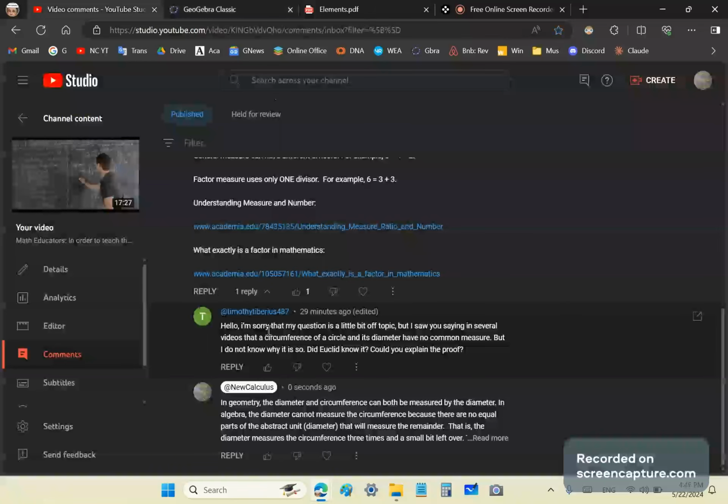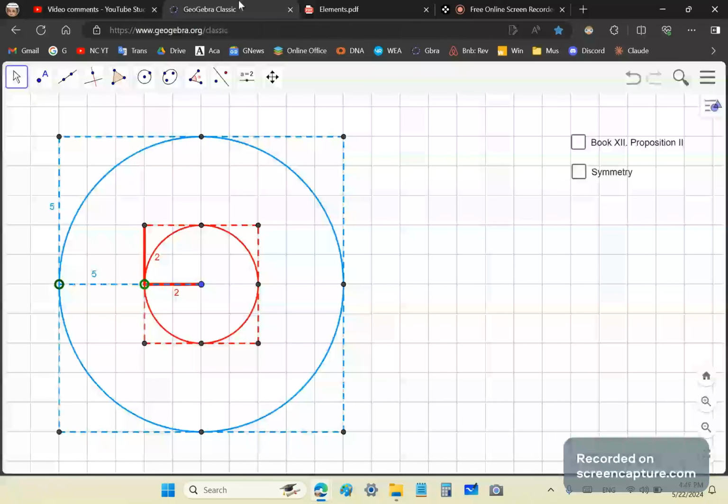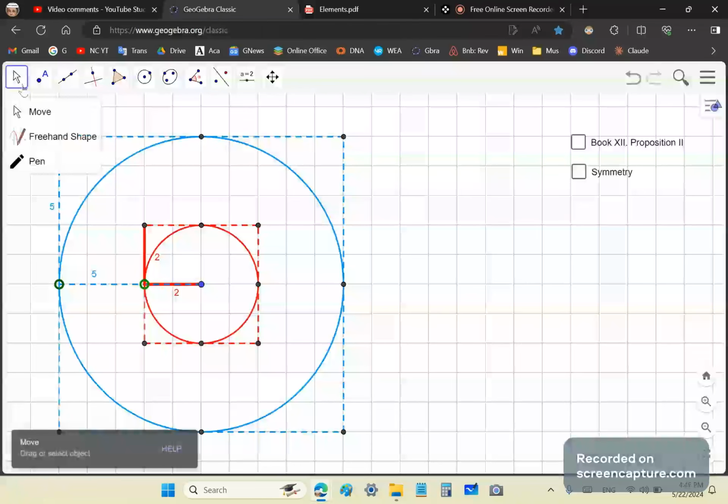So the question states, how is it that they have no common measure? Well, in geometry, they do have a common measure. So for example, if I'm looking at this small circle here, this is a small circle.